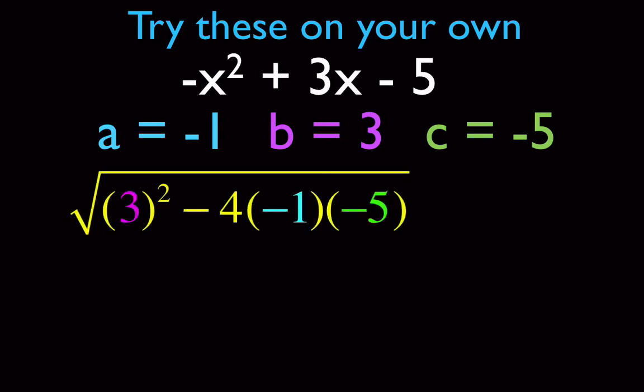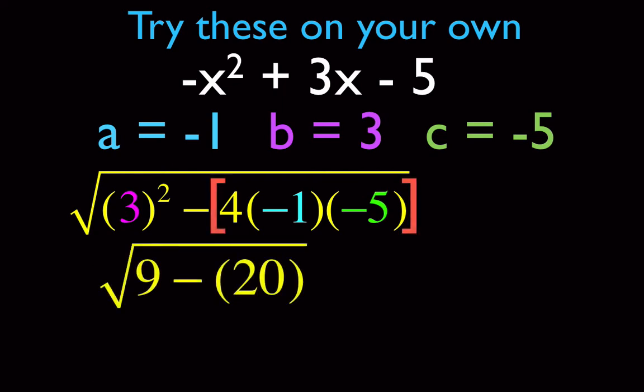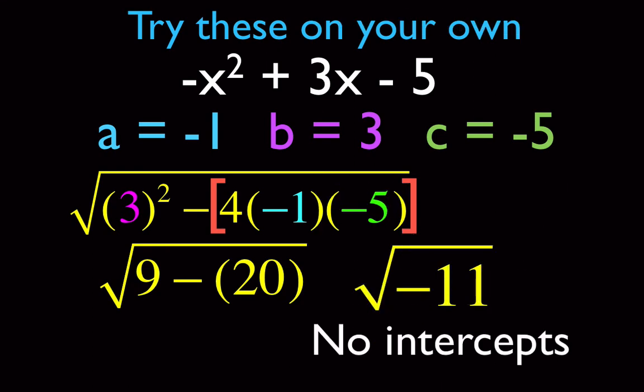Alright, so hopefully you set it up correctly. Double check that. Alright, then you're going to put in your bracket. You're going to get 9 minus 20. From there now, 9 minus 20 is of course negative, which means you're going to end up with no x-intercepts.